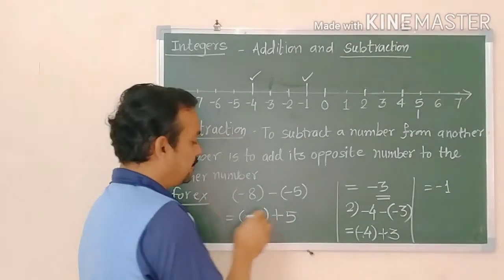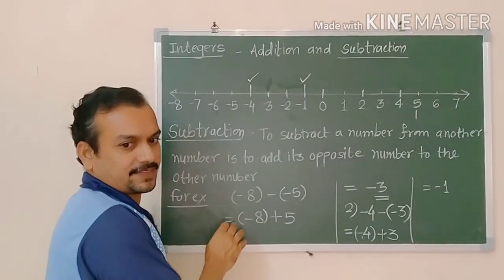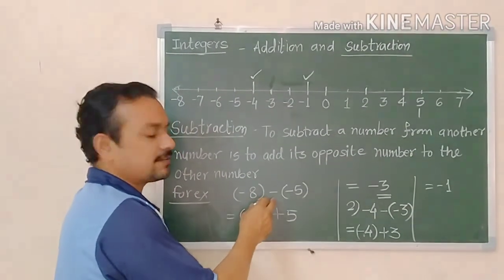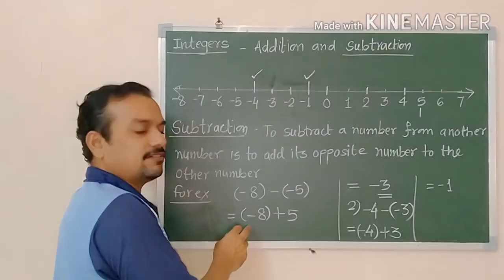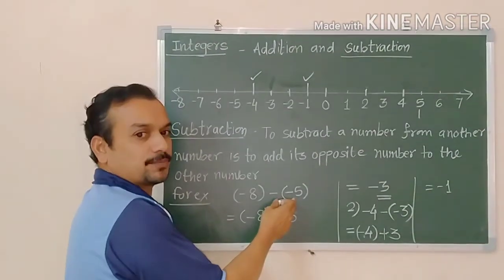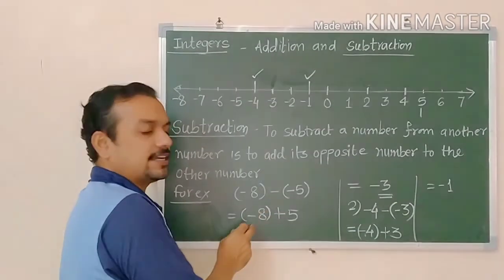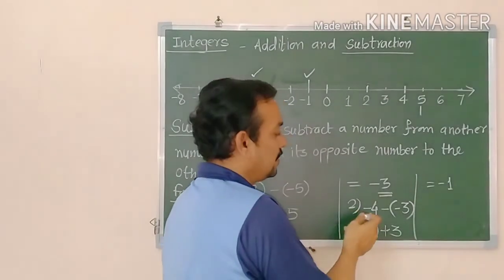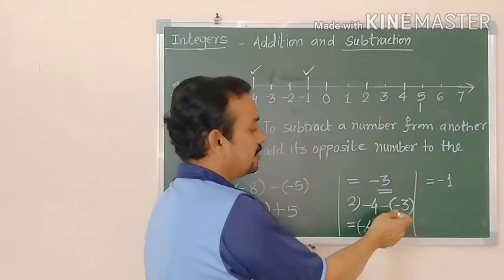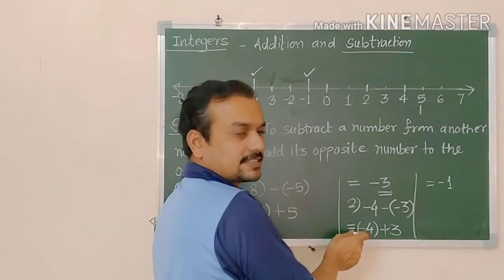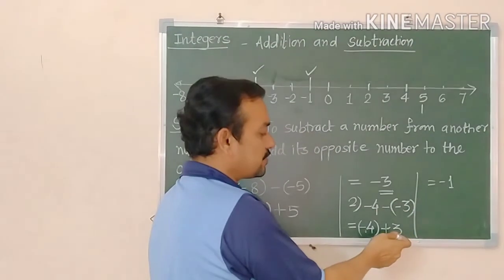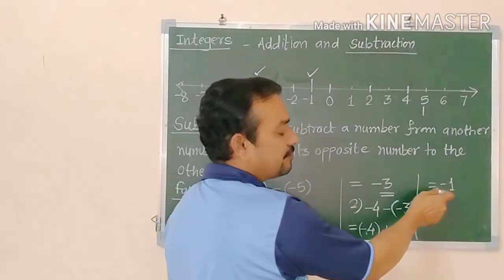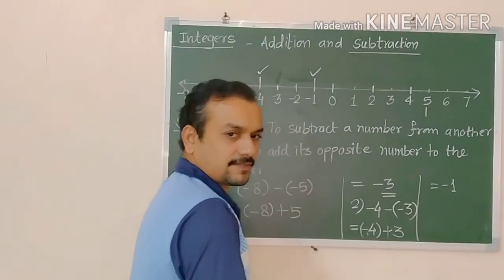The second step is very important in subtraction, and then just add the numbers. Look at here. First, negative 8 minus negative 5 means negative 8 as it is. The opposite of negative 5 is plus 5. That means negative 8 plus 5. We got negative 3. In the second example, negative 4 minus negative 3 means negative 4 as it is. The opposite of negative 3 is positive 3. That means negative 4 plus 3. Then we get negative 1 as an answer. Okay. Thank you.